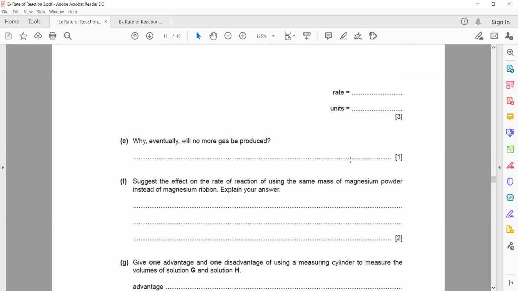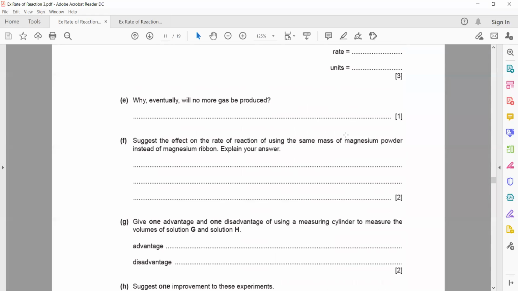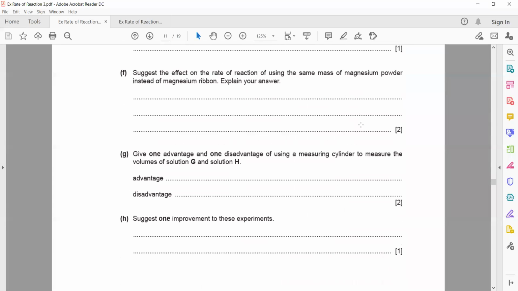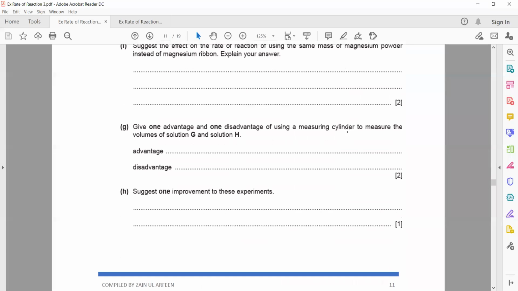Why is eventually no more gas produced? Because the reactant is used up. Suggest the effect on the rate of using the same mass of magnesium powder instead of magnesium ribbon. So magnesium powder will have a faster, steeper rate because of the large surface area, more effective collisions, which result in a greater rate of formation of product.